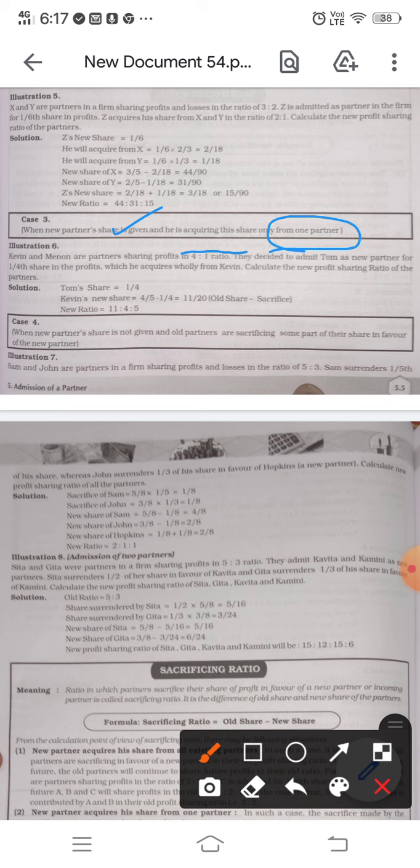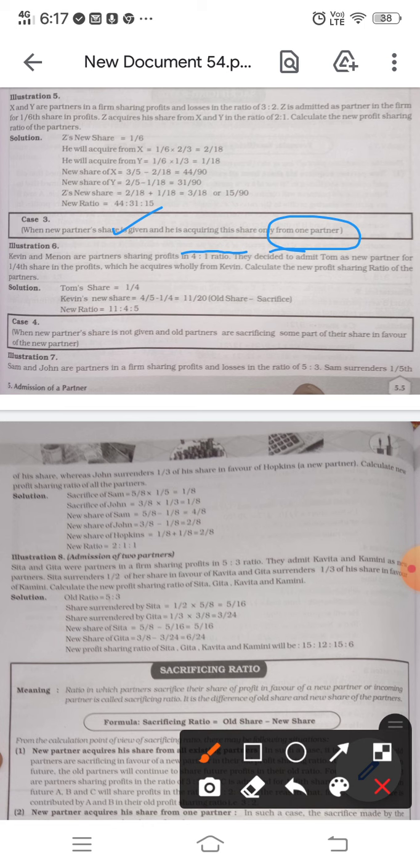So in the case 2, the new partner's share is given and he is purchasing that share from all the partners. I'm right. That is the case 2. From all the partners. That is, all the partners are sacrificing. So there will be changes in all the partners' sharing ratio. But in the case 3, the new partner is bringing the share and he is purchasing the share from only one partner. That is the case 3.